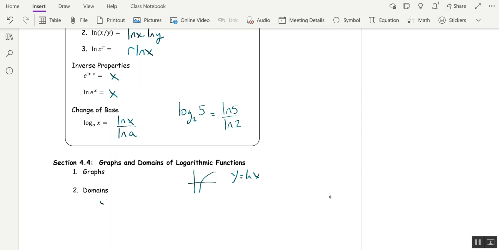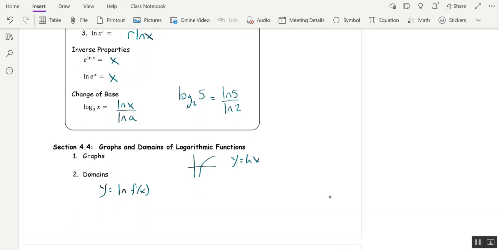If you want the domain of y equals ln of any function f of x, and this works for any log, I'm doing it for natural log, but this is the same rule for log base 2, common log, any log.